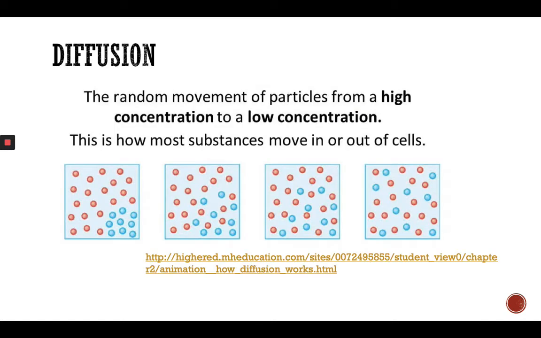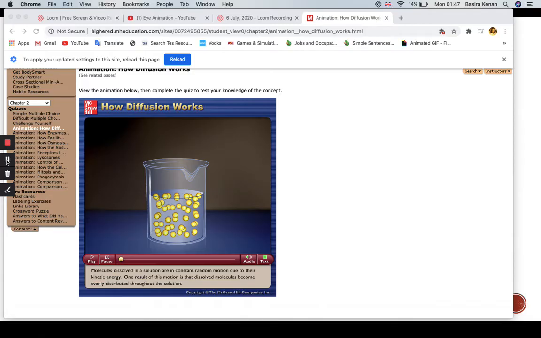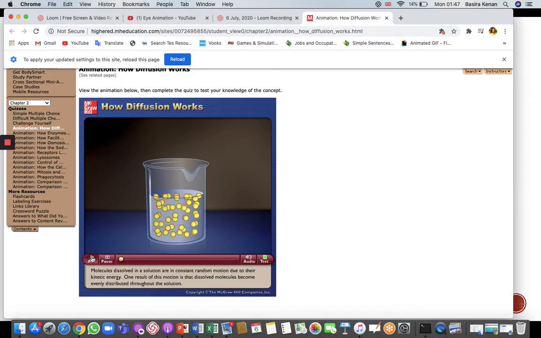So let's look at diffusion. The random movement of particles from a high concentration to a low concentration is called diffusion. This is how most substances move in or out of the cell. So we've got a video that I'm now going to show you. Let's see how diffusion works.